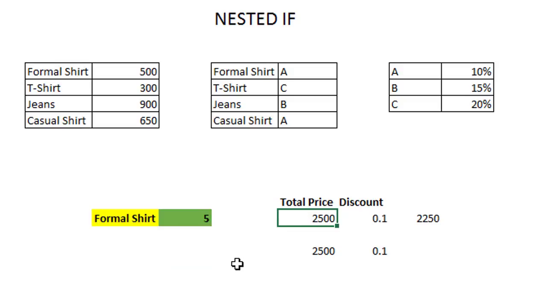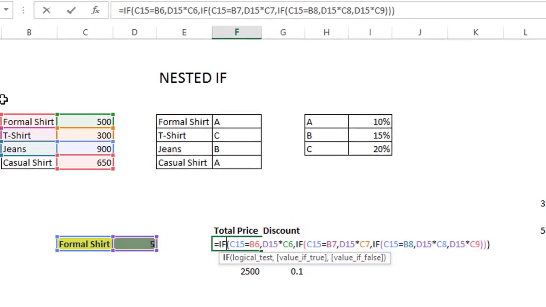Let us now use a nested if to calculate the total price of the particular product and the quantity that has been selected. The first if condition starts by checking whether the selected product is equal to formal shirt. If it is equal to formal shirt, then it directly displays the amount as the total quantity into the price for that particular product.